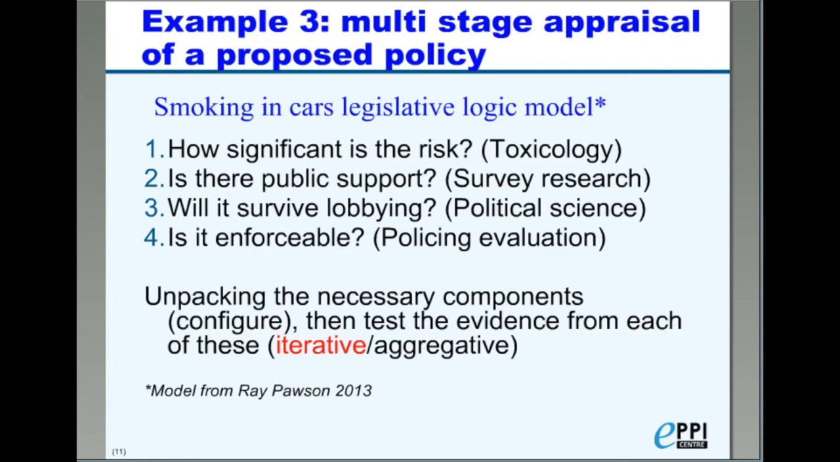Third example is a more complex question, and this question was asking about whether legislation to stop people smoking cigarettes in cars where children were present was likely to be effective. And so that question was unpacked. So it was seen as like a hypothesis, a theory of why you would expect banning smoking in cars to have a positive effect. So here, these lists of 1 to 4 are some of the sub-questions that you would answer. And all of those are asking very different questions with different types of evidence.